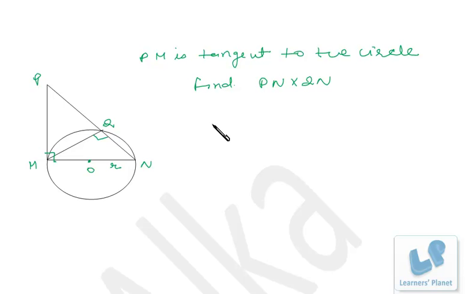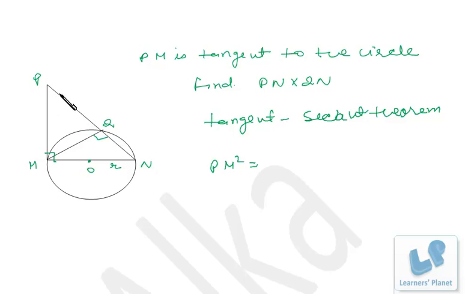Now this angle must be 90 degree being angle in semicircle and this angle is also 90 degree, right? Now in the basic sessions I have used a theorem that is tangent secant theorem. Right? Here PM square is equal to PQ into PN.